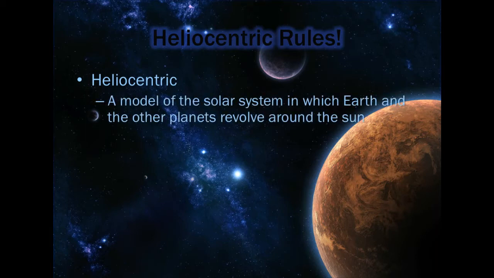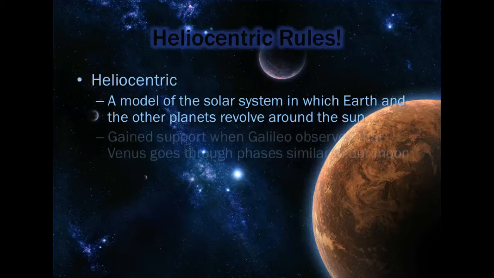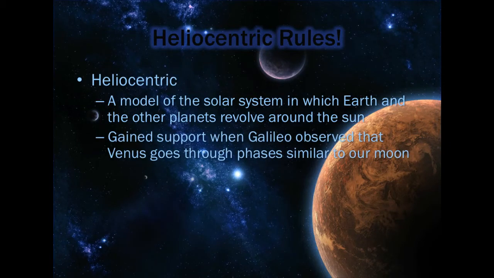Heliocentric is a model of the solar system in which Earth and the other planets revolve around the sun. So the sun is the centerpiece and everything moves around it with the heliocentric. And it gained support when Galileo observed that Venus goes through phases similar to our moon. So we talked about that a little bit, as some of you had in your reflection about, if you're on the moon, what does the Earth look like? So he actually observed that Venus goes through phases similar to the moon. So that was a big piece of the puzzle to really push the heliocentric forward.